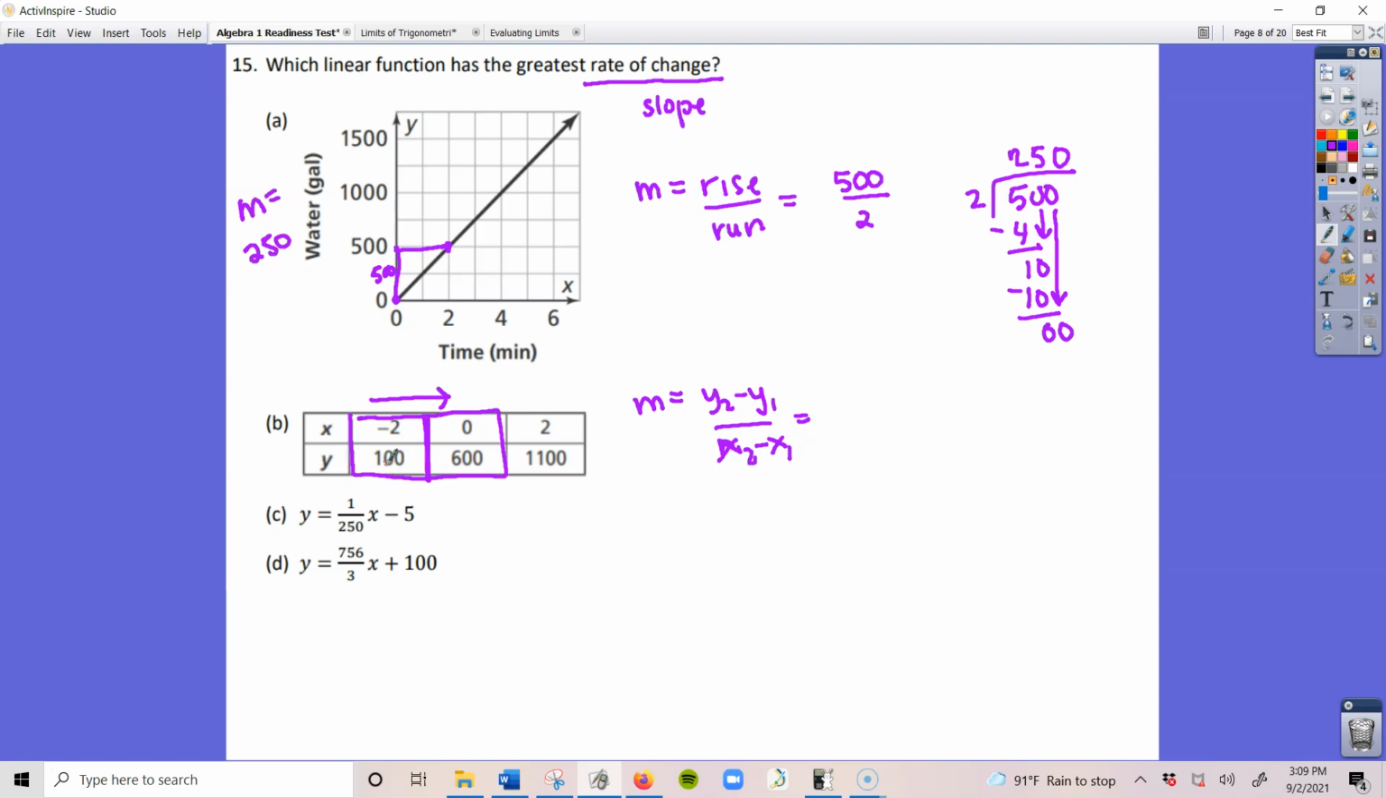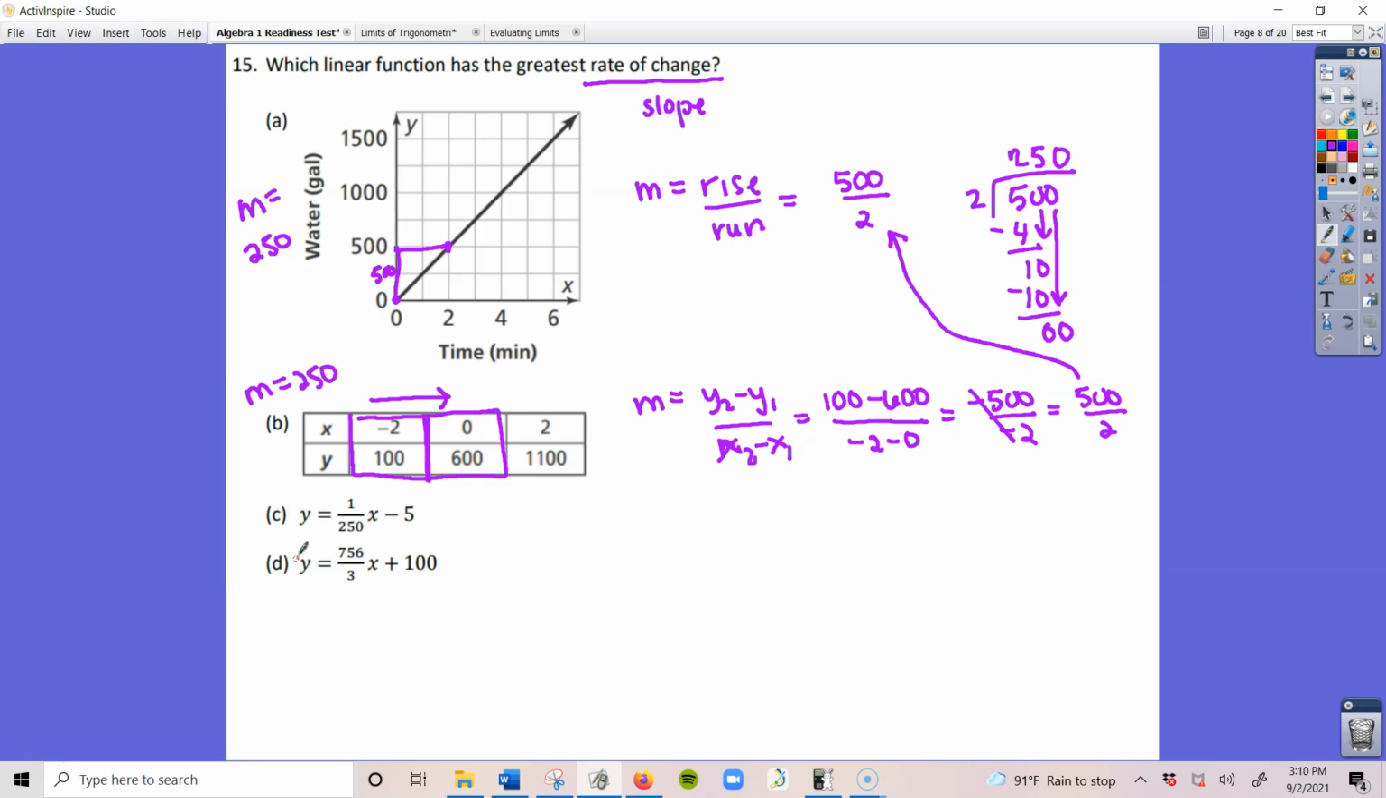100, because it's the y's on the top. 100 minus 600 over negative 2 minus 0. 100 minus 600 is negative 500. And negative 2 minus 0 is negative 2. First of all, a negative over a negative will make it positive. So 500 over 2, which is the same one that we got here. So the slope for this line is also 250.